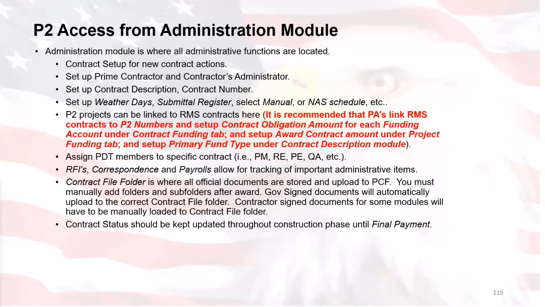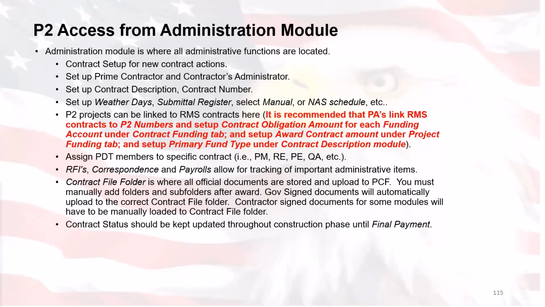and set up contract obligation amounts for each funding account under the contract funding tab. So under that contract funding tab, you go ahead and set that up. And then you set up the award contract amount under the project funding tab as well. And then set up the primary fund type under the contract description module. So those are the areas that we go ahead and highlight.